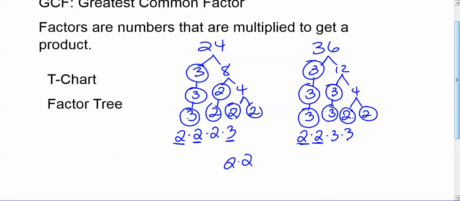They do have 1 3 in common. So if you then multiply this list of common factors, 2 times 2 is 4, 4 times 3 is 12. The GCF of those 2 numbers, the greatest factor they have, is 12. So you have 2 options there, all right?